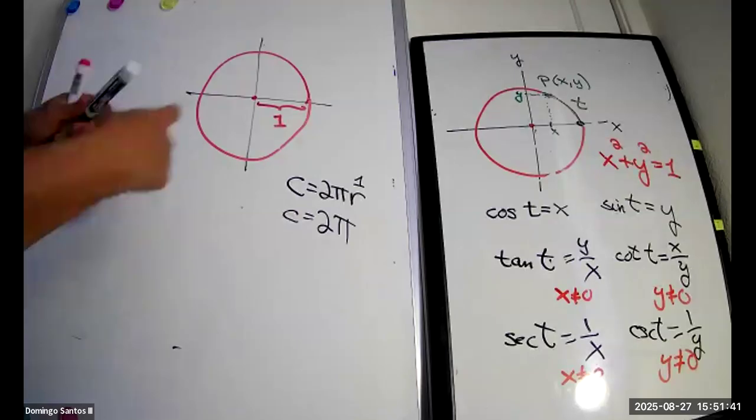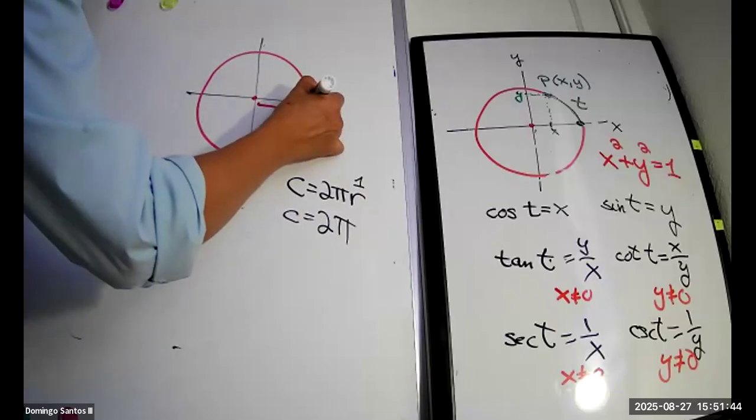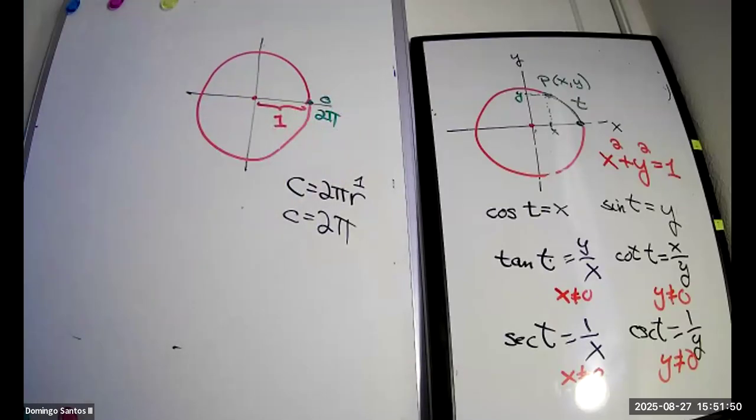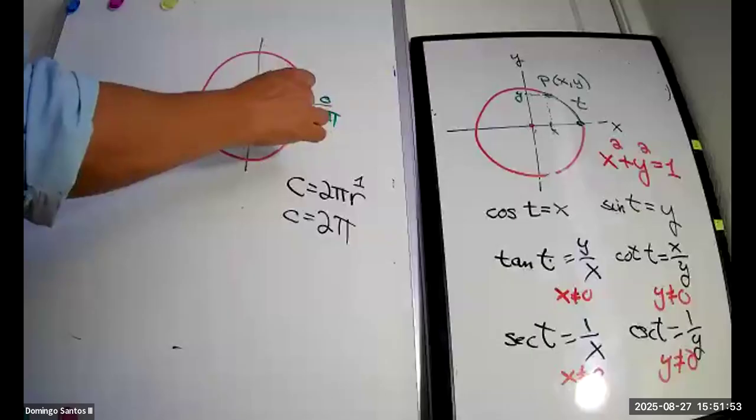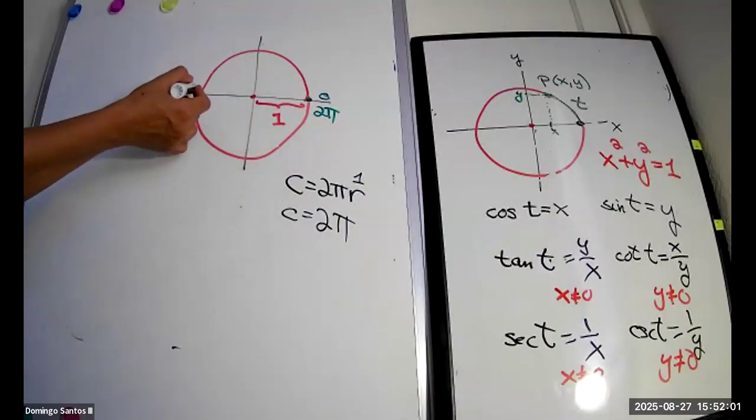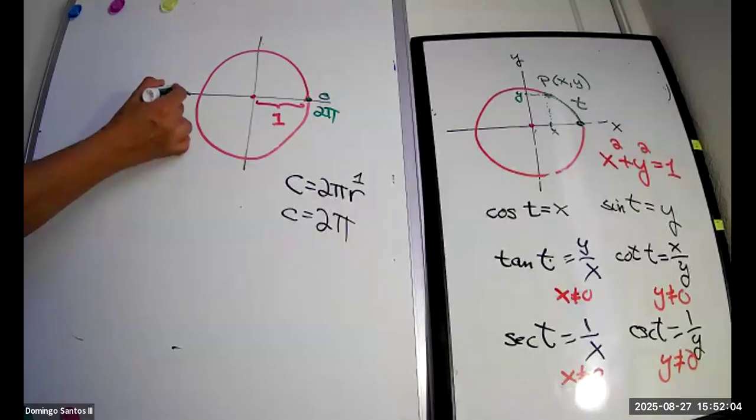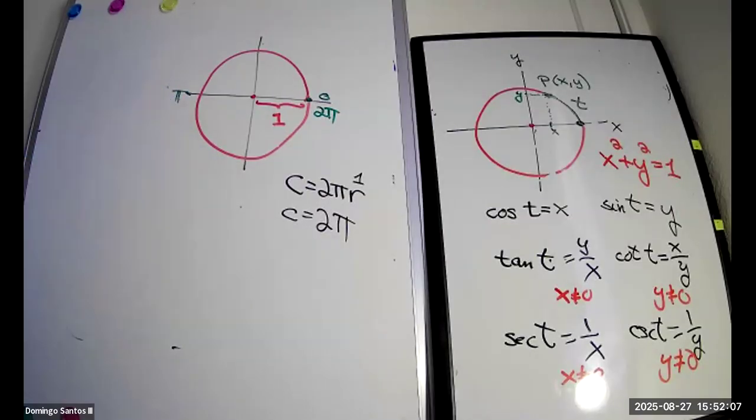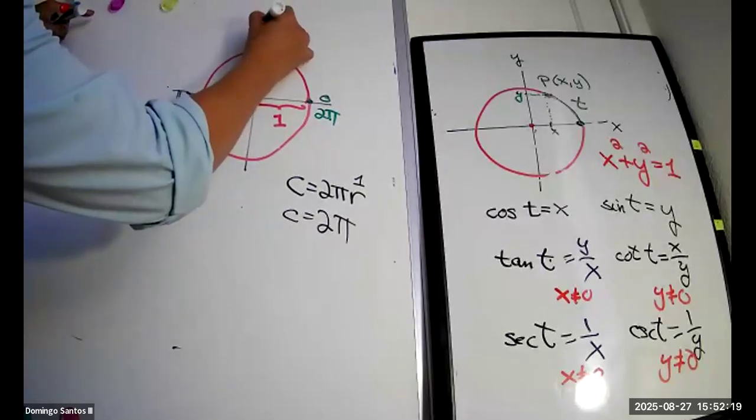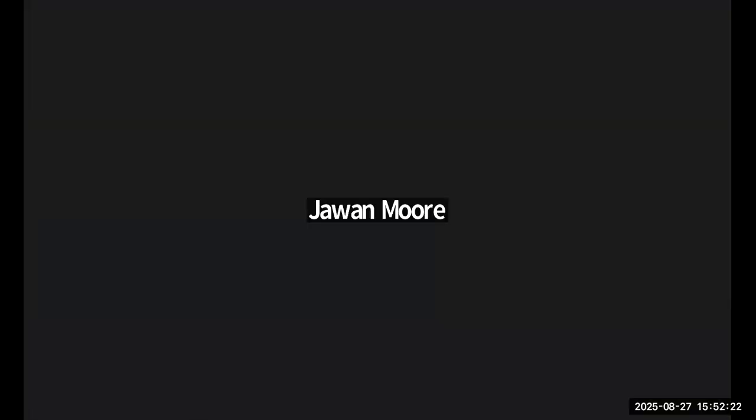Therefore, if you walk from here, that's 0. And if you walk all the way around, that's twice pi. If this is twice pi, half of it will be just pi, because this is 2 pi. And if this is pi, half of it will be pi over 2.